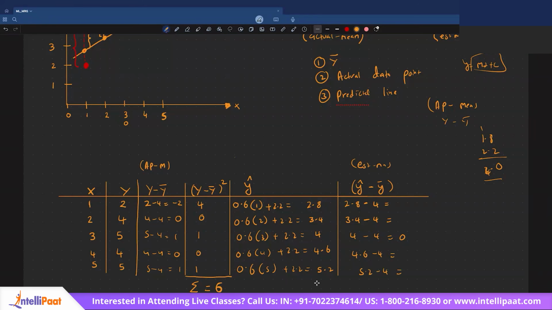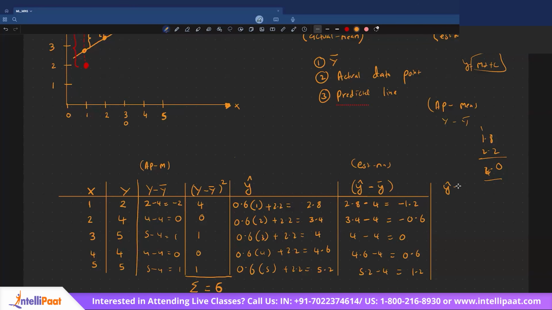What should be the answer? Negative 1.2, negative 0.6, 0, 0.6, and 5.2 minus 4 is going to be 1.2, because similar answers. Aren't these answers in plus and minus? Do we like the answers in plus and minus? No. So what do we do?